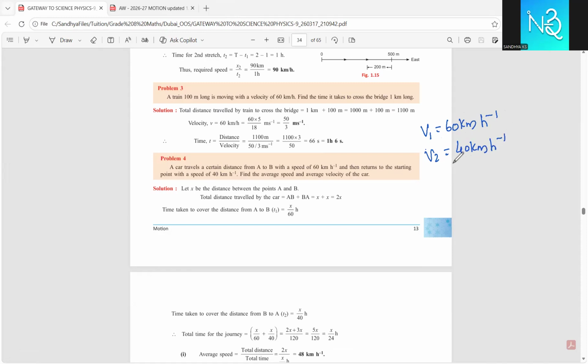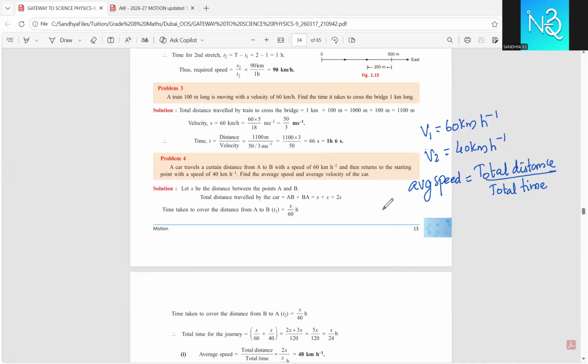Okay. Find the average speed. What is the formula for average speed? Total distance divided by total time taken. What is the total distance? They have not given it. But what they have given is kilometer per hour, which means in 1 hour it travels 60 kilometers. That is the meaning of the question. They have given it like that. Correct?